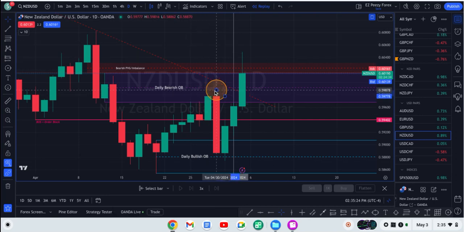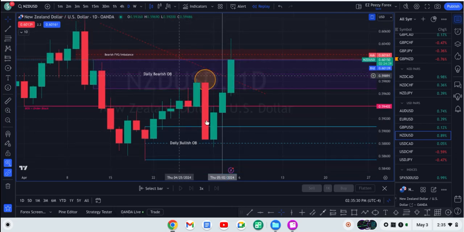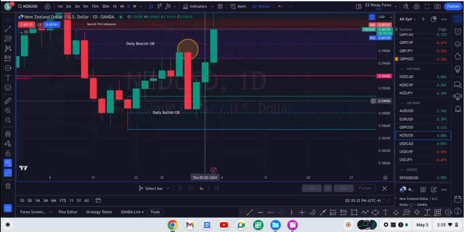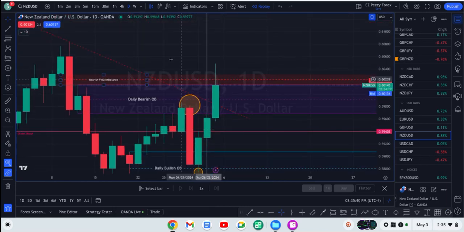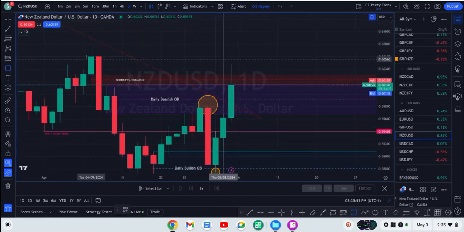So right in here, this zone, this would probably have been a better day right here on Tuesday from the order block, and then price comes inside of this on Wednesday and you get the opportunity to go long again. Right, and now Friday, it's actually reacting to this order block right here.